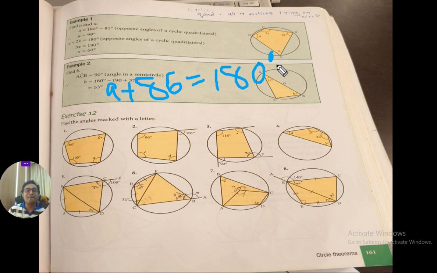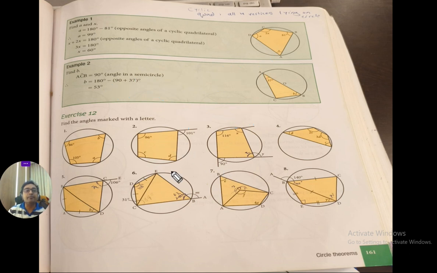Supplementary, na? So A is equal to 94 degree. Clear? Next, coming to the second part, B. Question number 2. 96 plus D is 180 degree. So D is equal to, you can find it out.